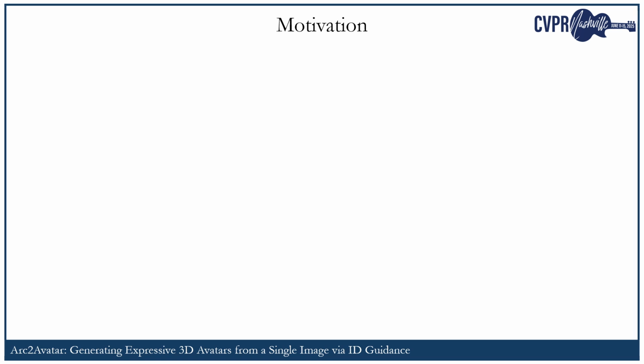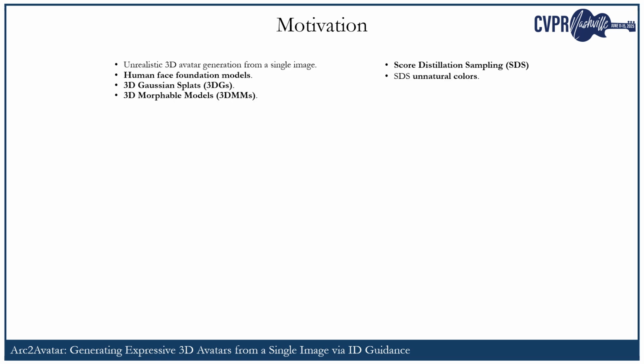Our method is motivated by several key factors. First, there is a scarcity of truly realistic 3D avatar generation methods that can work from just a single image. Secondly, we are seeing the emergence of human face foundation models which can work as very strong priors. Third, the strong representational ability of 3D Gaussian splats that can provide us with a strong foundation for the avatars. Fourth, the controllability provided by 3D morphable models, allowing easy control of the generated avatars. And finally, score distillation sampling, which serves as the bridge between 2D diffusion models and 3D representations. This connection allows us to integrate 3D Gaussian splats with these foundation models.